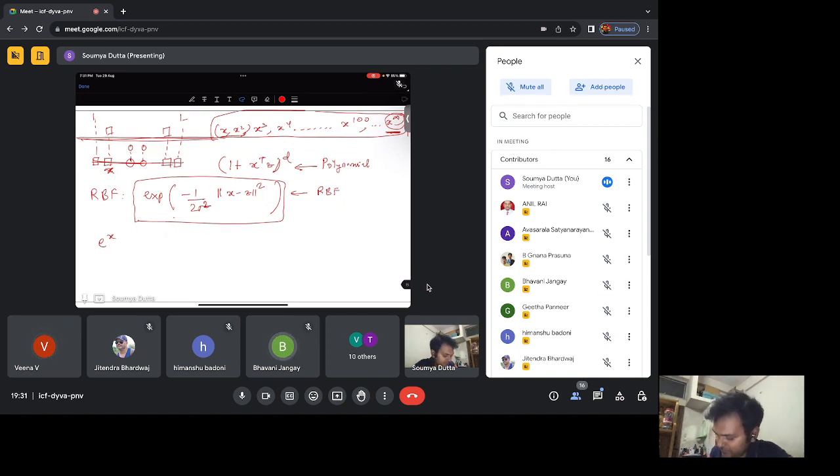What is the expansion of e to the power x? The complexity is in the order of exponential, something like that. No, I am saying, what is the expansion of e to the power x? Okay, so it is infinite. There are infinite terms. e to the power x has an infinite number of terms in its expansion.